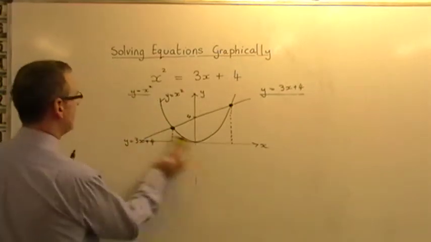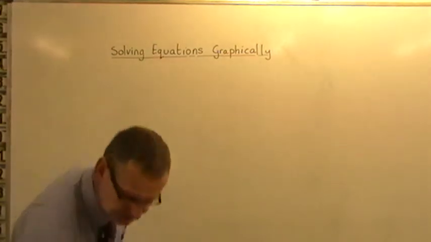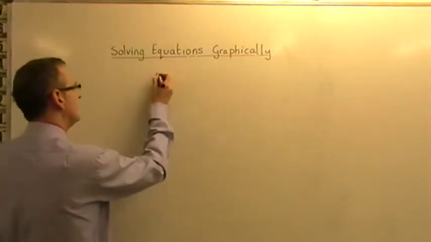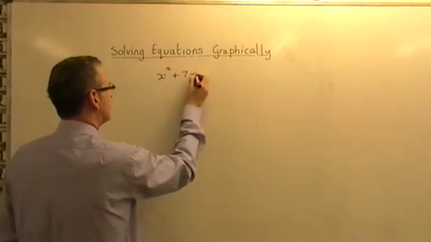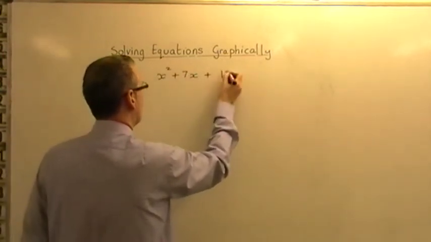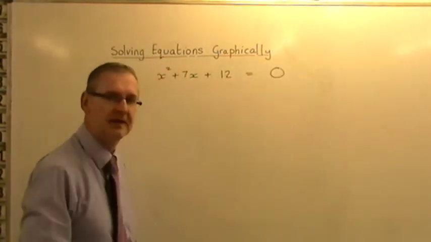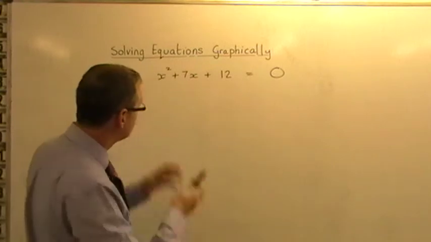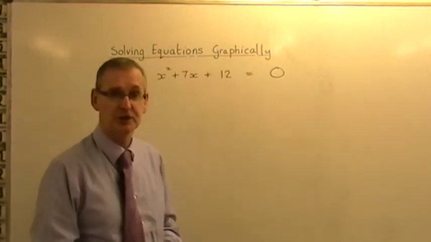If I decide to solve something like this now, so if I was to do x squared plus 7x plus 12 equals 0, something like that, and I said solve that graphically, what would I do? Well, I'd have to plot two graphs.